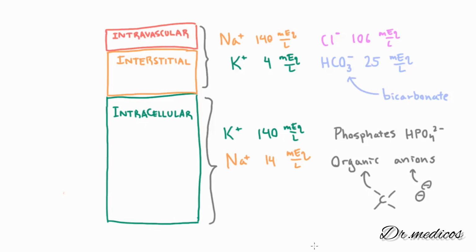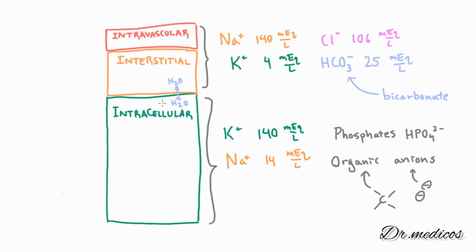The important thing to realize is that none of these things can easily pass between the intracellular and the extracellular space. And that's because this space is separated by a cell membrane, and the cell membrane is mostly impermeable to all these electrolytes. But what can pass easily between the intracellular and extracellular compartments is water.